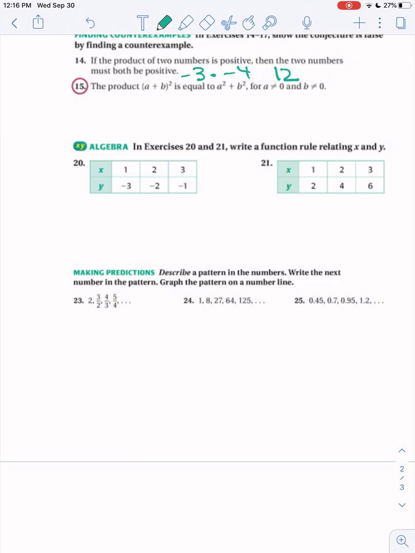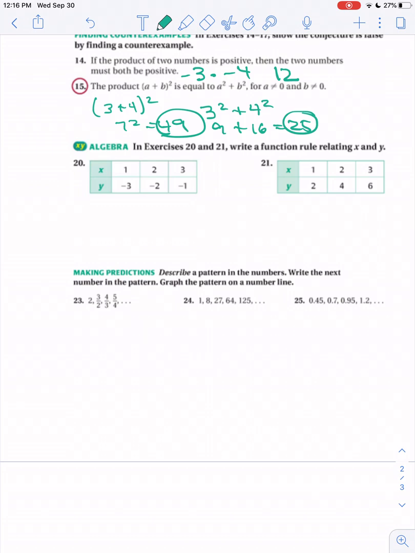It says the product of quantity a plus b squared is equal to a squared plus b squared. Okay, so they're saying, hey, you can distribute that squared. Let's see if it's right. So I'm going to try 3 and 4 again. 3 plus 4, quantity squared, that'd be 7 squared or 49. And what if I square the 3 and then square the 4? So I'll get 9 plus 16. That will give me an answer of 25. And you can see it's not the same thing. So that would be my counterexample, 3 and 4.